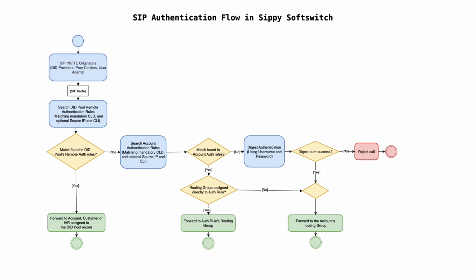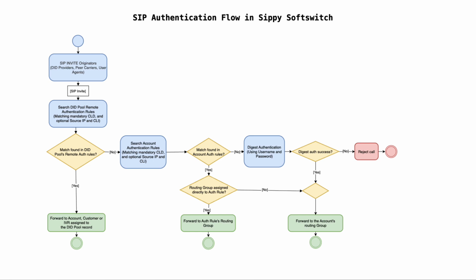If no account authentication rule matches, the system proceeds to the final stage, digest authentication. Here, it challenges the caller to authenticate with a username and password. If digest authentication is successful, the call is authenticated and forwarded to the account's routing group. If digest authentication fails, the call is rejected.